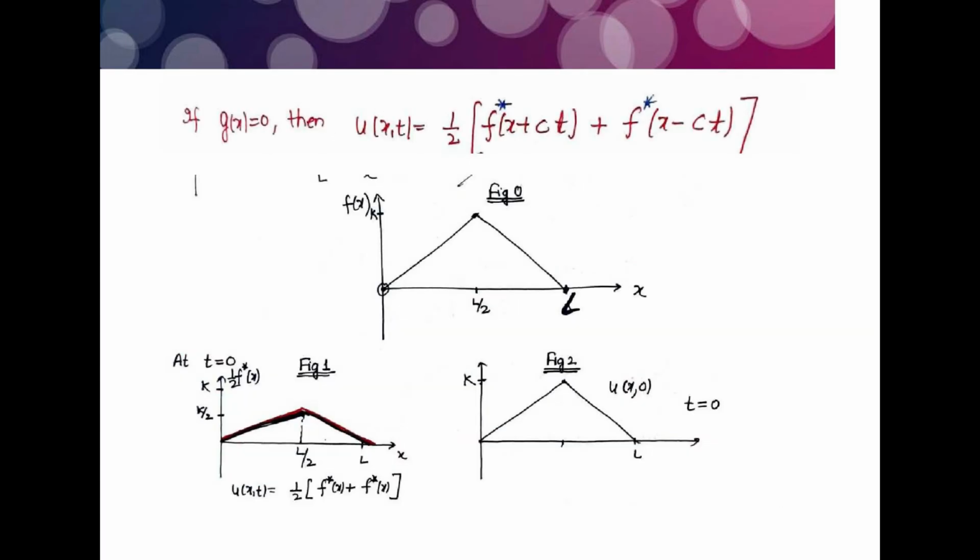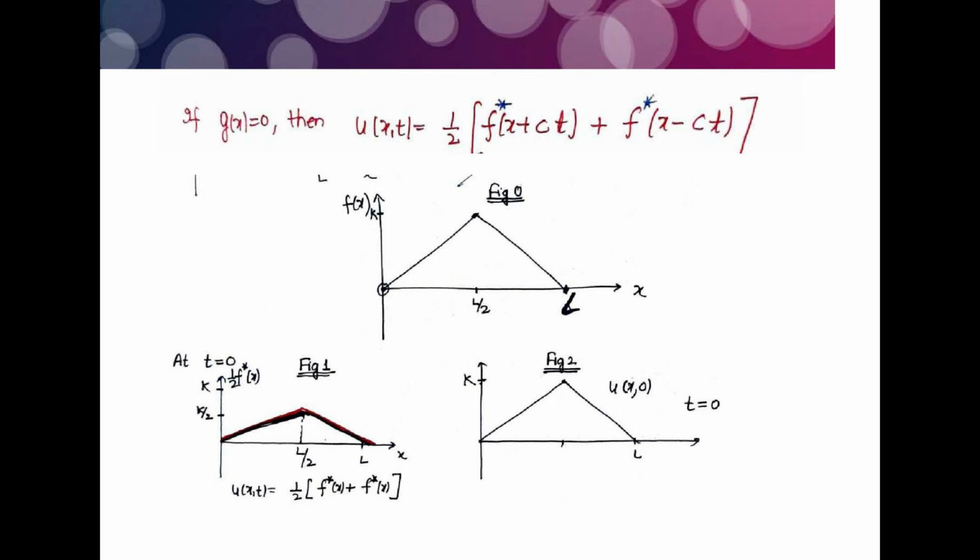Now we will find out the deflection in the string, but not mathematically but geometrically. For this we will use the solution of the one-dimensional wave equation for the case when initial velocity is 0. In that case, the solution is given by u(x,t), which is equal to half the average of f star (x plus ct) plus f star (x minus ct), where this f star is the odd periodic expansion of the initial deflection.